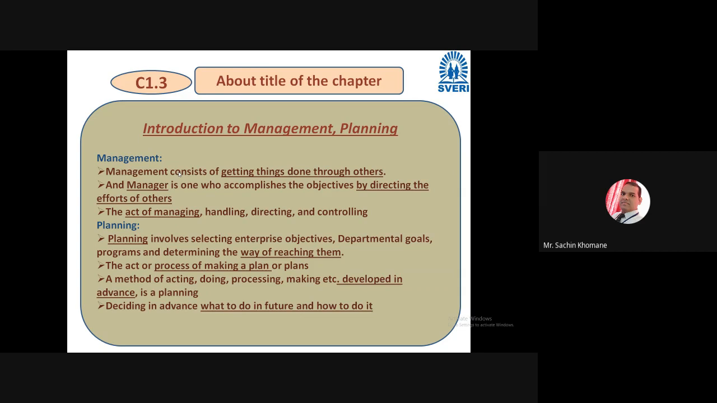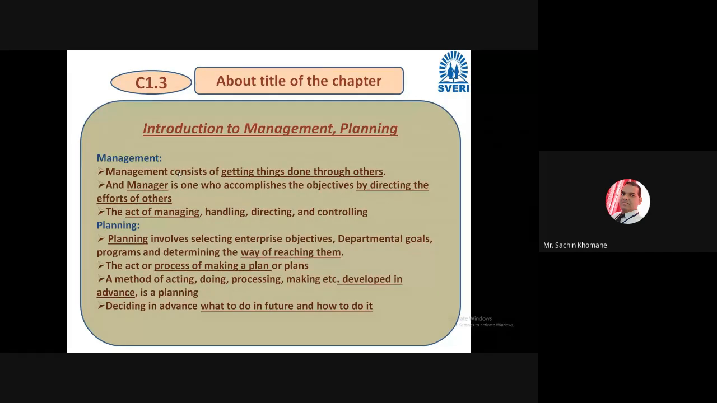Now, what is planning? This is a very common word, right? We make planning. So friends, planning involves selecting enterprise objectives, departmental goals, and programs, and determining the way of reaching them. This underline is very important: the way of reaching them. You have to select what the enterprise is expecting, what the department is expecting, and then determine the way of reaching them. That is planning.